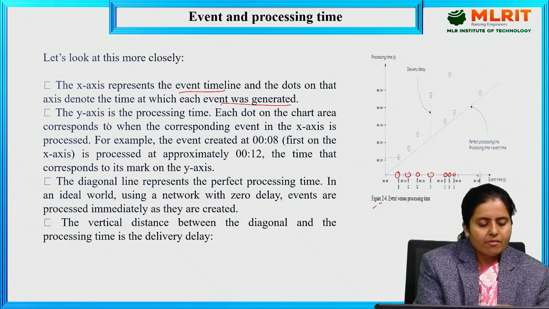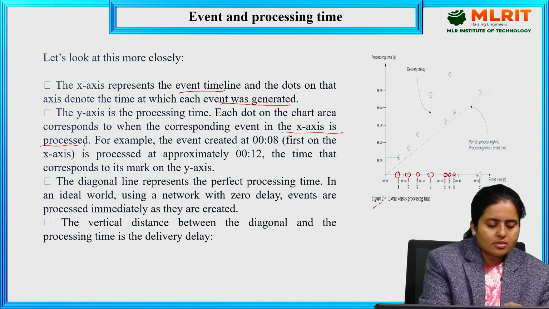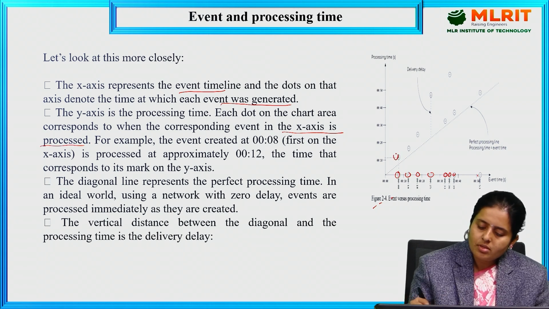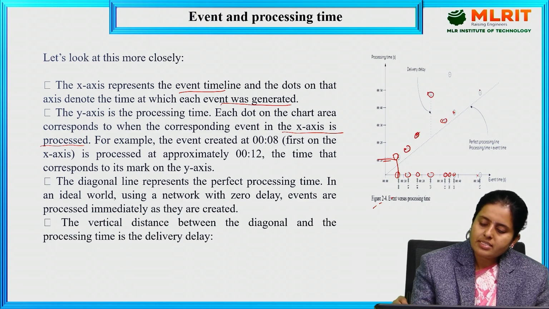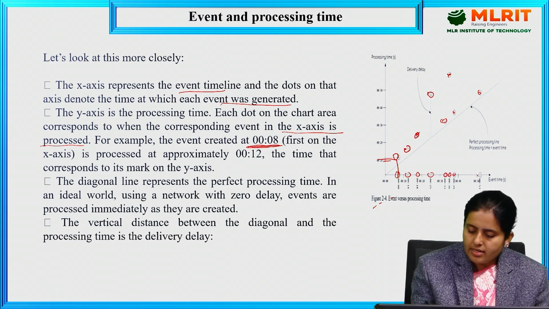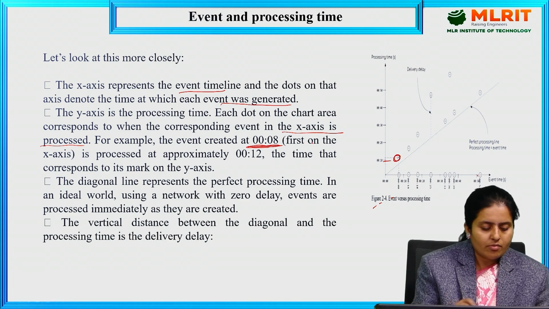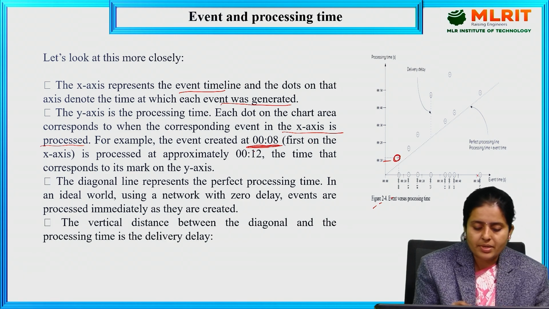The y-axis is the processing time. Each dot on the chart corresponding to the x-axis is processed. With respect to processing time, all these are the same events, which are processed. For example, the event created at the 8th second on the x-axis is processed at approximately the 12th second.